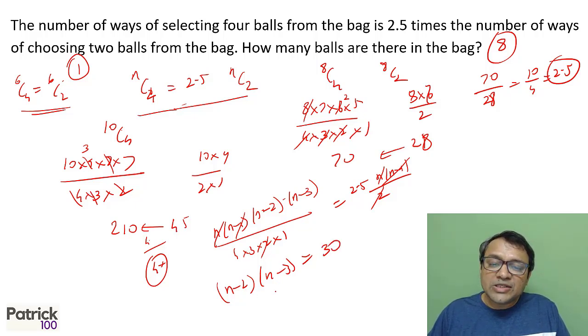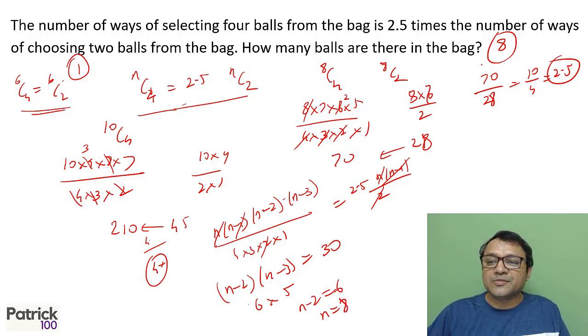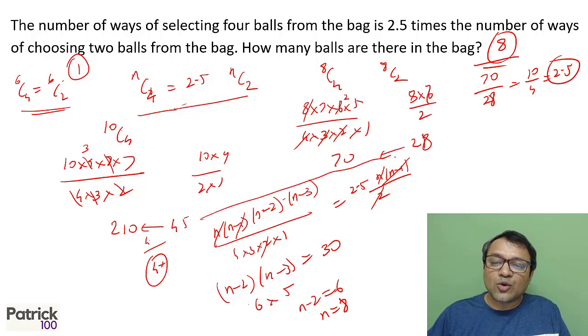What multiplication will give you 30? Substitute values and check out. You can make out 6 5s are 30. So you can make out 6 into 5 is 30. So n minus 2 is 6. So n equal to 8. So this also will give you the answer 8, just putting in the formula and trying to solve.